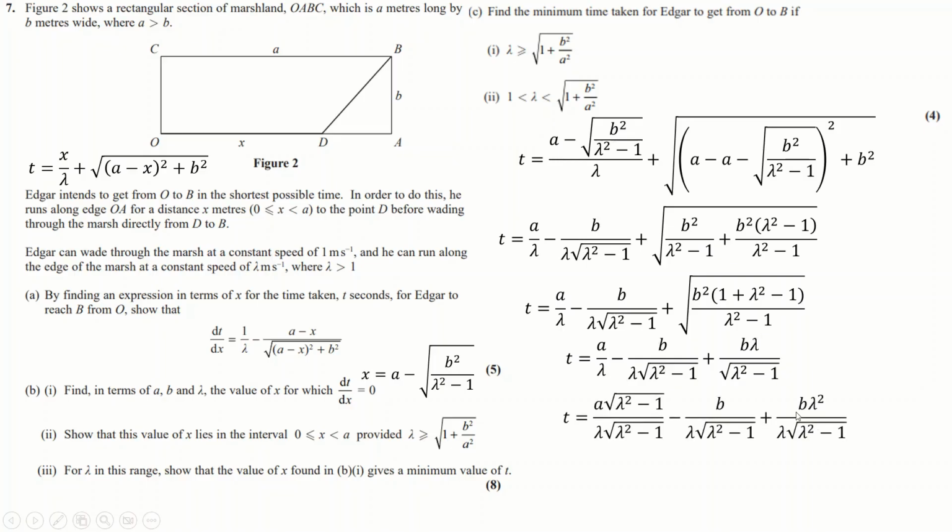So you get this, put all the numerators together, and you can notice that you get minus b plus b lambda squared, which you can factorize out a b from to get this. And now, of course, this is just this to the power 1, this is this to the power half, this to the power half. You can cancel this with half of that, and you get this.